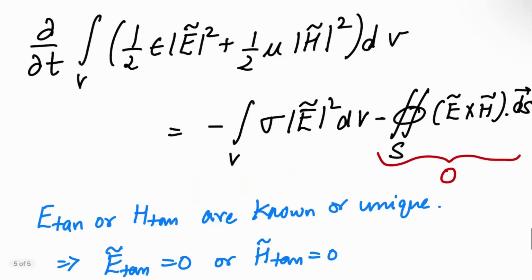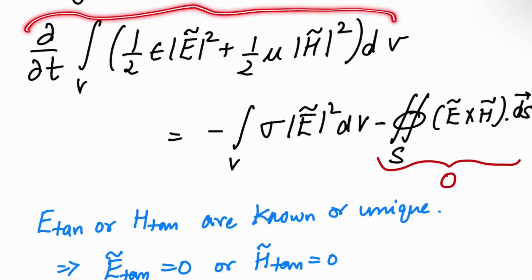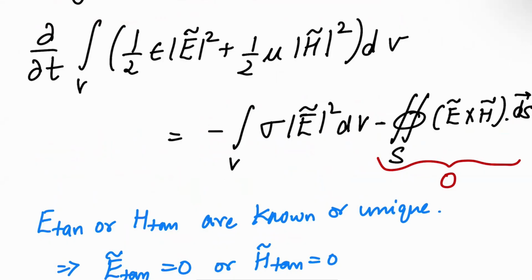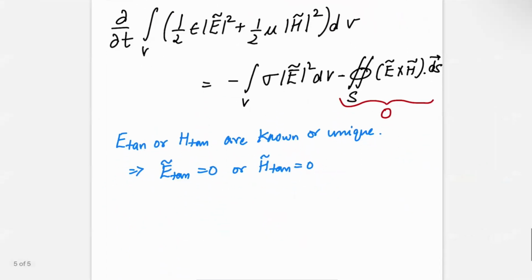So what are you left with? You're left with this left-hand side, and this is the right-hand side. We need to look at this equation when making the rest of the argument. We know that the right-hand side is always less than or equal to 0, because mod E square is always positive and you have a negative sign in front of it. So the right-hand side is less than or equal to 0.